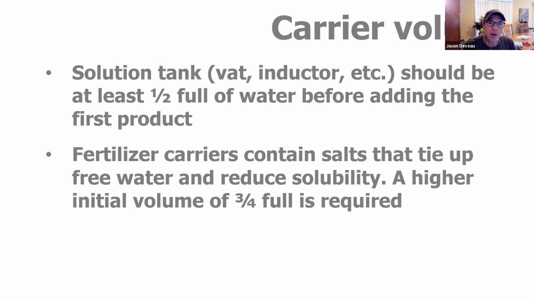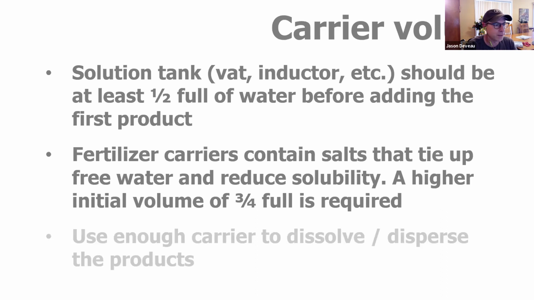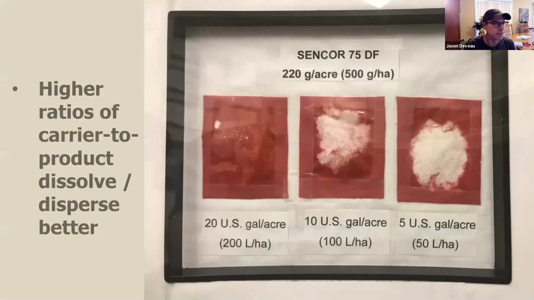So there's really not a lot of room in that liquid to soak up and to dissolve another product, which is why we need more of it. So you absolutely have to have a 3/4 full tank if fertilizer is your carrier. The point of this is you do need that liquid to dissolve and disperse and hydrate your products.